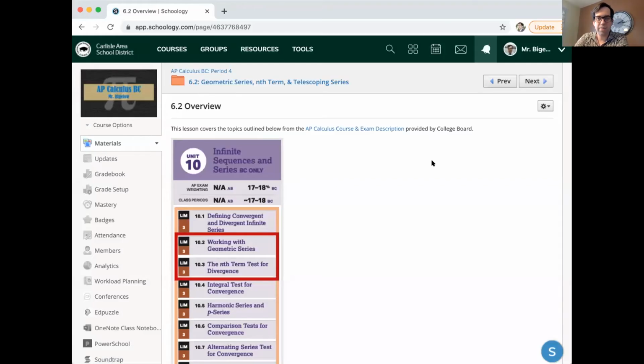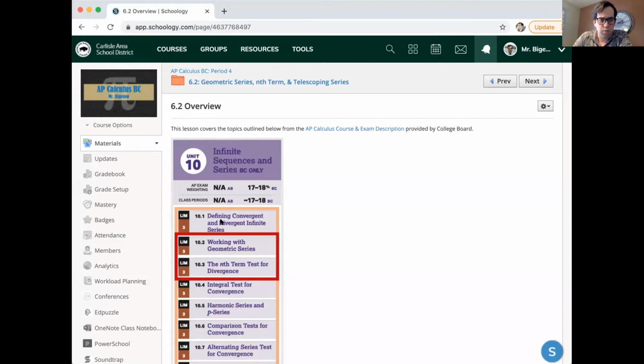Hey Calc BC, today we are going to be learning lesson 6.2, geometric series, the nth term test, and telescoping series. These are three fairly straightforward ideas that will help us get into the groove of series.